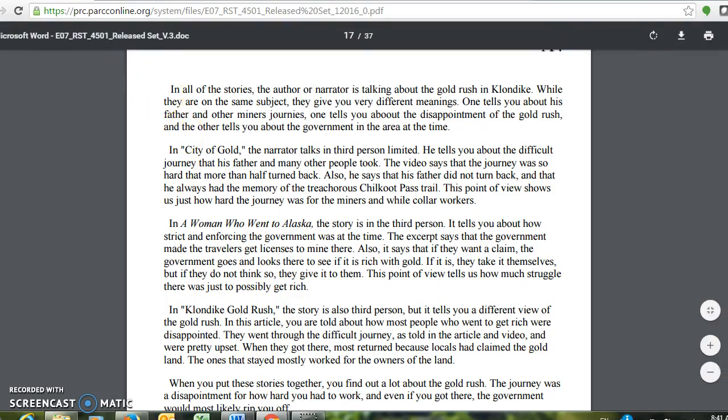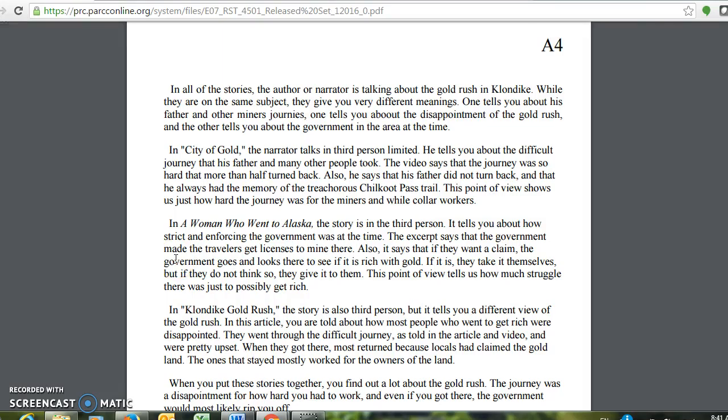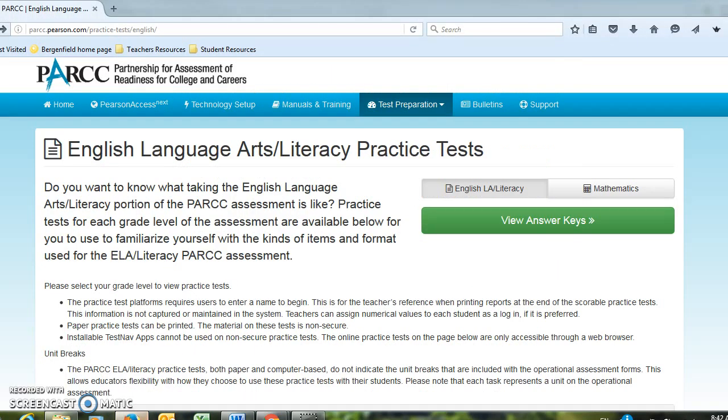Okay, so now what we want to go to is the PARCC practice site. So on the PARCC, you can go to the PARCC practice site. It's also free and available to everyone. But this one is not supported by Chrome. So if you're a Google Chrome user, you want to go to a different browser. I'm going to use Firefox for this one.